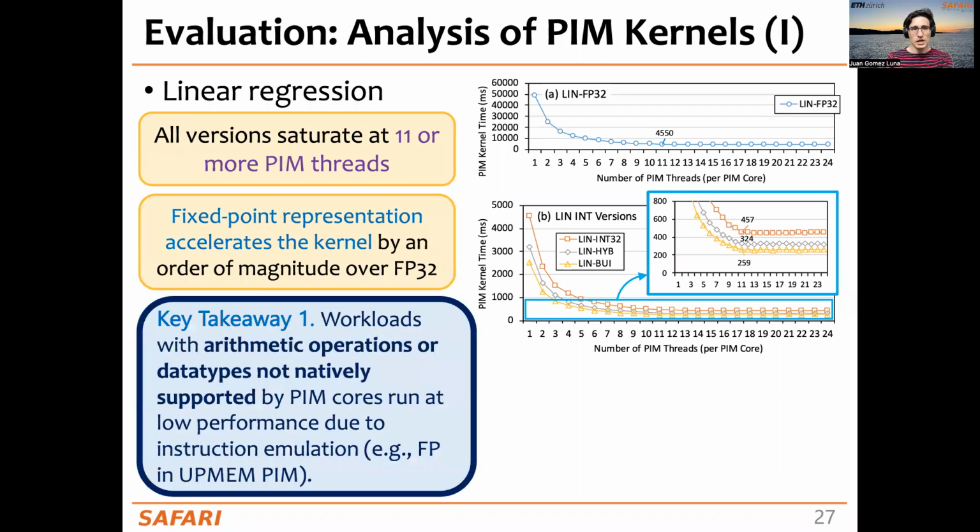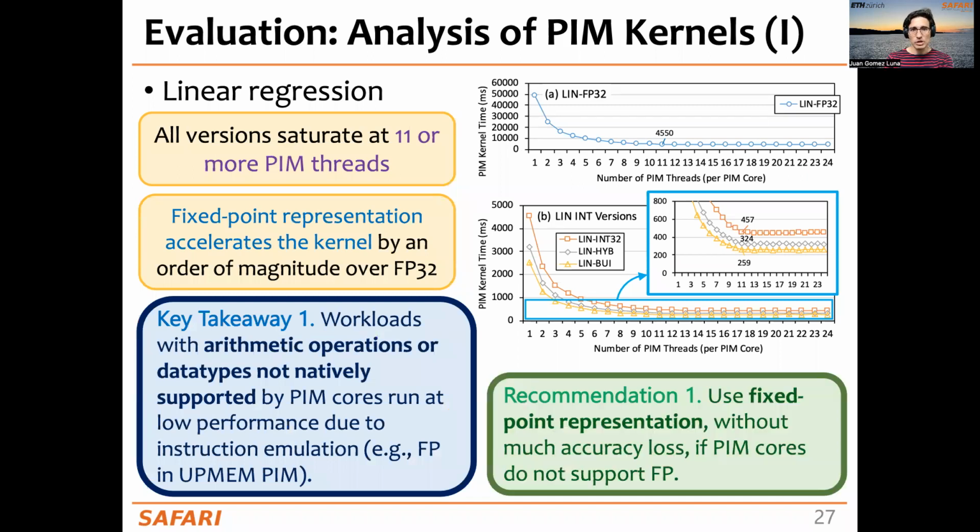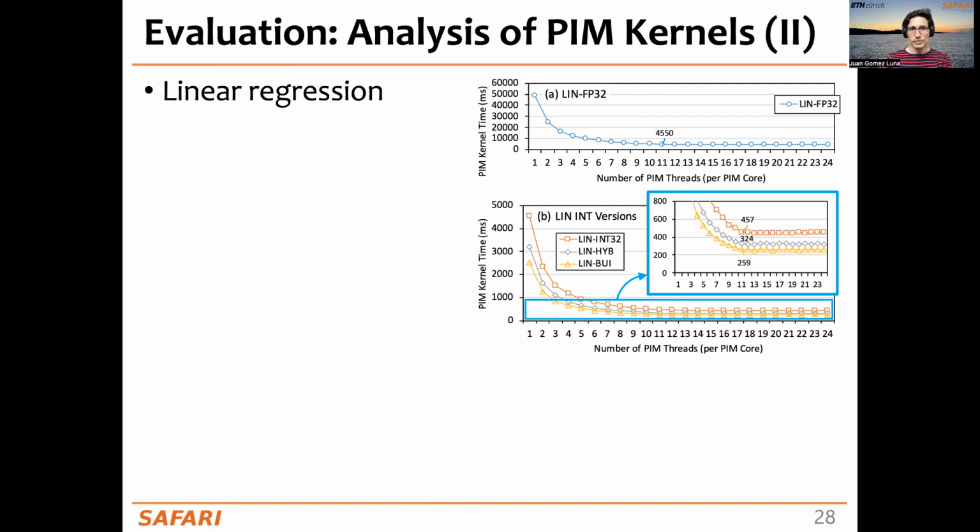And this takes us to the first key takeaway. Workloads with arithmetic operations or data types that are not natively supported by the PIM cores run at low performance due to the instruction emulation. And that's what happens with floating point operations in PIM architecture. So the first recommendation here is to use fixed point representation in most of the cases without much accuracy loss, if PIM cores do not support floating point.